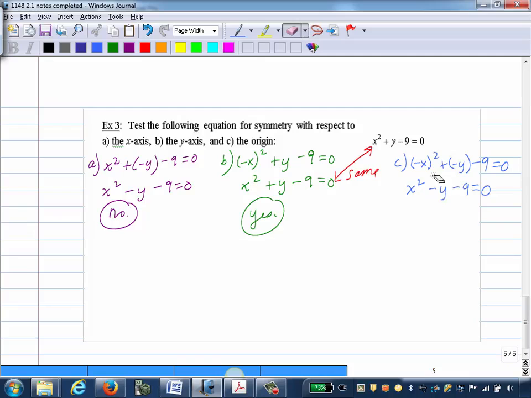So if I compare to my original, I can see these are not equivalent. This is a plus y, this is a negative y. So that indicates that this graph is not symmetric with respect to the origin.